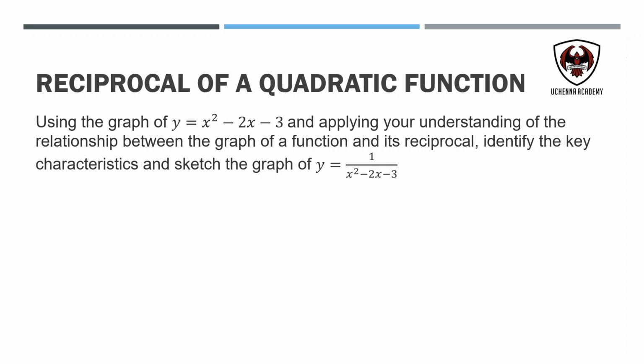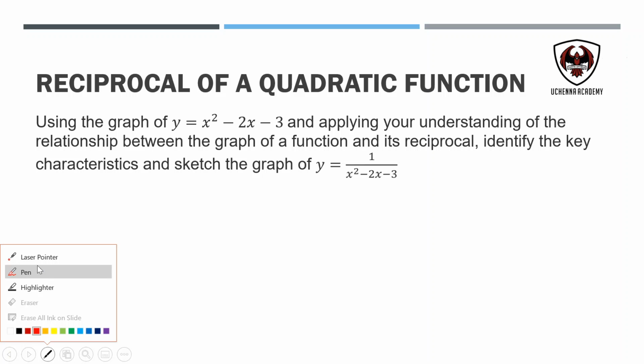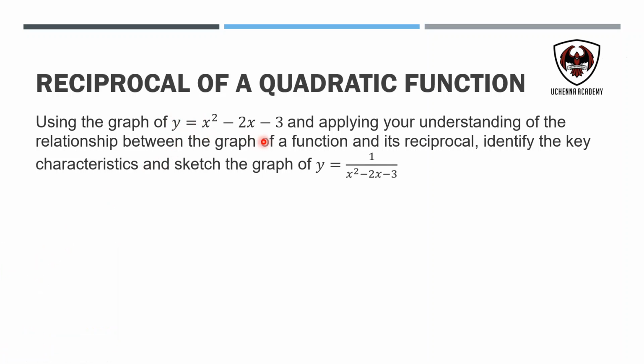Rational function. So we're going to use the graph of y equals x squared minus 2x minus 3, which is a simple parabola, and apply our understanding of the relationship between the graph of a function and its reciprocal to identify the characteristics of the reciprocal. So it's kind of like riding a bicycle and having training wheels. We're looking at the original function, the parabola or a quadratic, and then seeing what characteristics of it can help us determine what the reciprocal will look like.